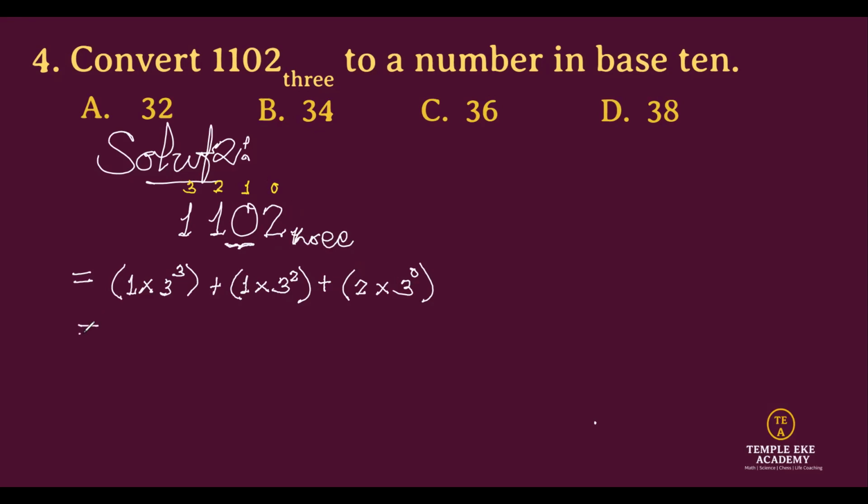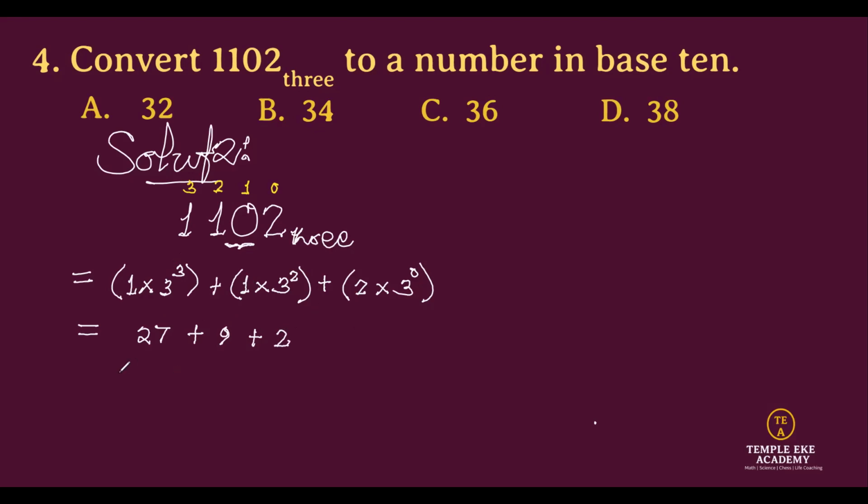So we go 3 to the power 3. 3 multiplying itself 3 times gives 27. 27 times 1 gives 27. Then plus 3 to the power 2, that's 9. 9 times 1 is 9. And finally, plus the last part, 3 to the power 0, according to the law of indices, equals 1. 1 times 2 gives 2.